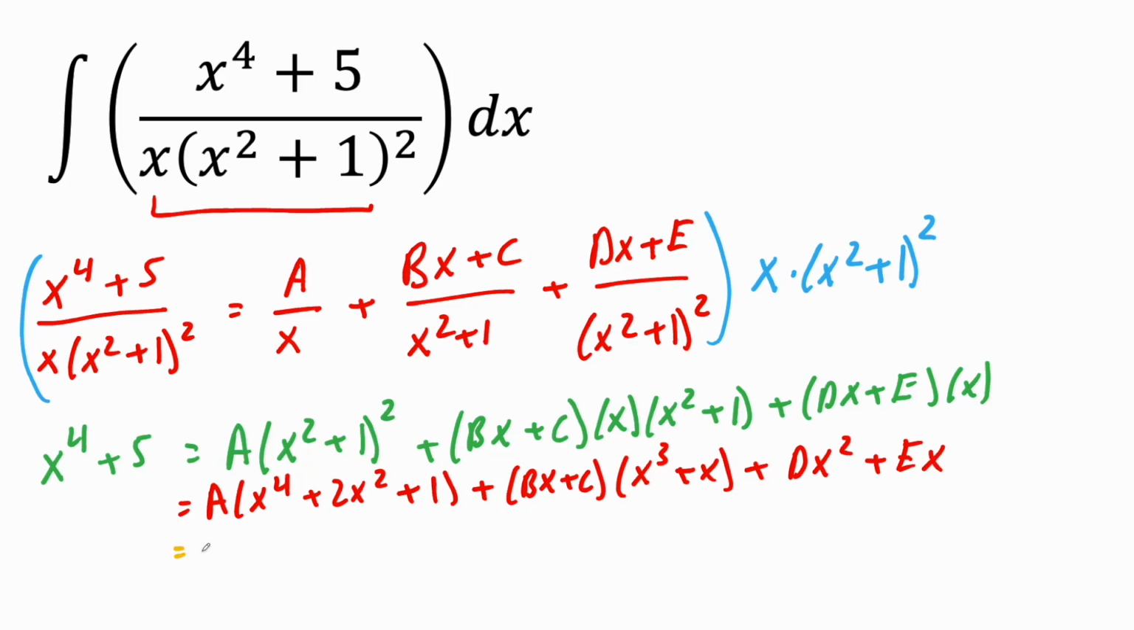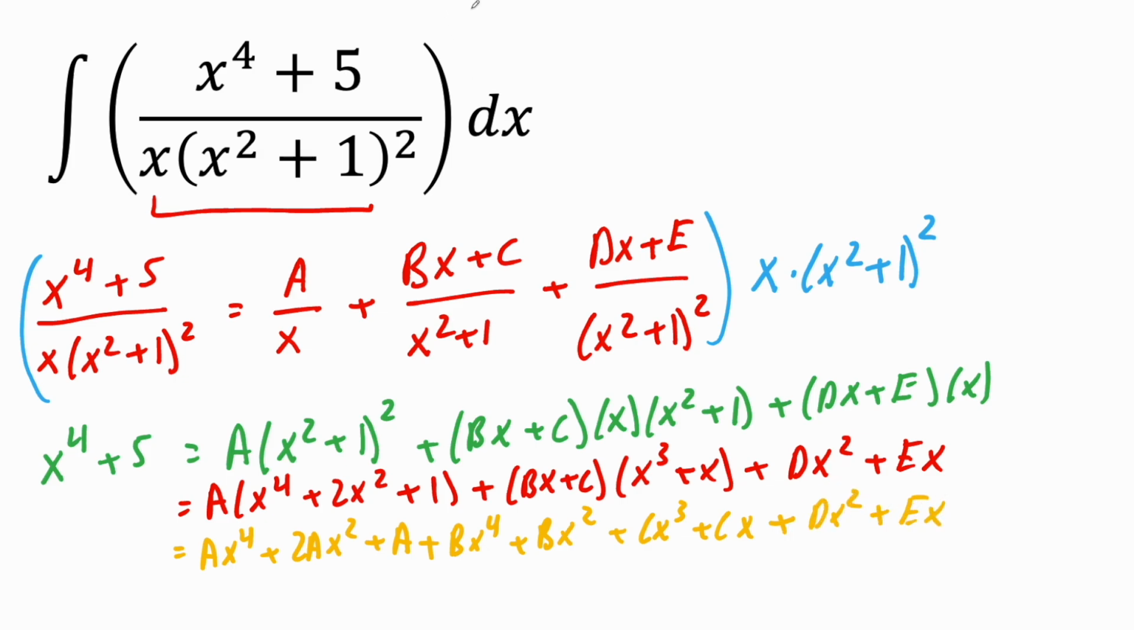So now let's distribute the A. So we're going to get Ax to the 4 plus 2Ax squared plus A. Then we'll do this piece. Plus Bx raised to 4 plus Bx squared plus Cx cubed plus Cx. Then we copy what we have. Dx squared plus Ex. Now we're going to write our system of equations, but we're going to need more room, but we can at least write the systems of equations.